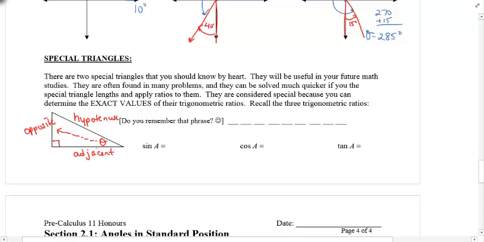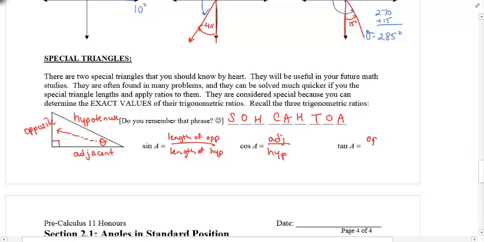So what's that lovely phrase? SOHCAHTOA. Yeah, so sine is defined as the length of the opposite divided by the length of the hypotenuse. I'm going to get lazy. I'm not going to write down "the length of." I hope you understand. So cosine is just the length of the adjacent side divided by the hypotenuse.